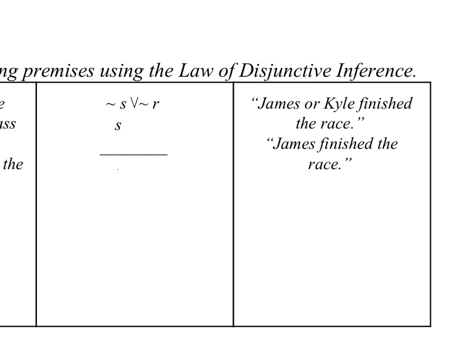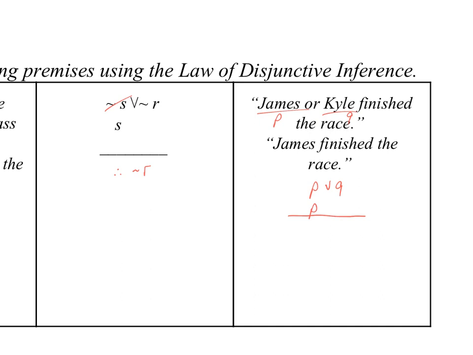Well, we're given a disjunction, and we're told that one element of that disjunction is false. Therefore, not R must be a true statement. And now this next one says James or Kyle finished the race. So let's say that P is James finished the race and Kyle finished the race is Q. So we're told that P or Q is true, and then we're told that James finished the race, so P is true.